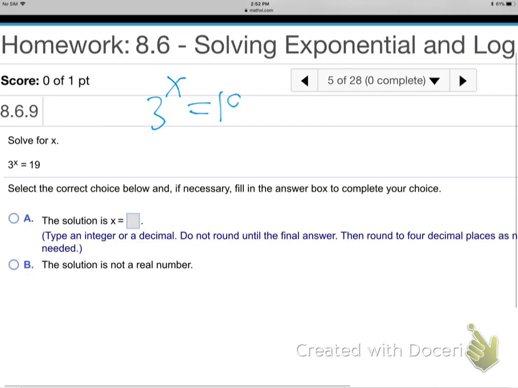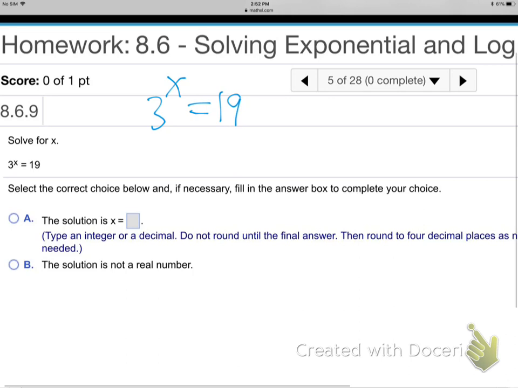3 to the x power is 19. So we can't make the bases the same, can we? You can't make 19 3 to something. So what are you going to do? How are we going to solve that? Anybody have any ideas? We're going to do something kind of tricky. You've actually done it before. Is it going to be a log?